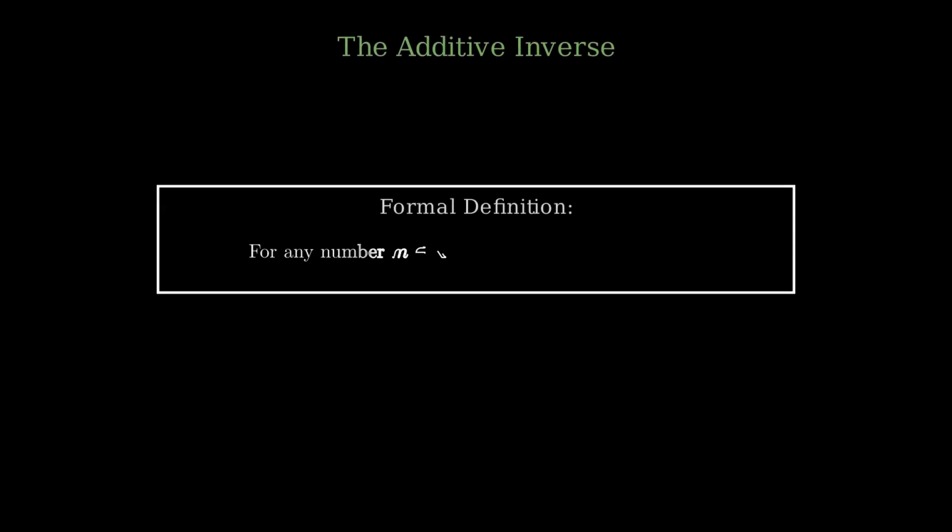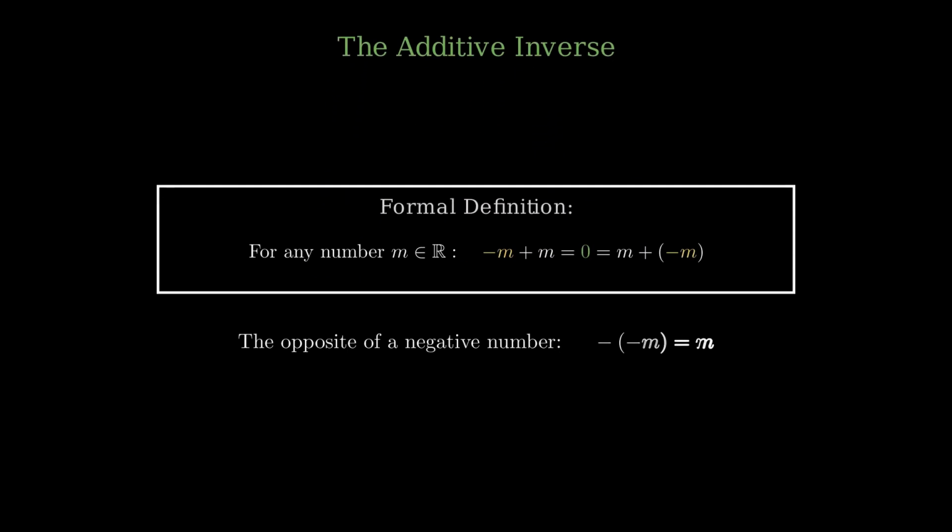Every real number has an additive inverse, which is its negative. When you add a number to its additive inverse, the result is always 0, the additive identity. For instance, the inverse of negative m is positive m.